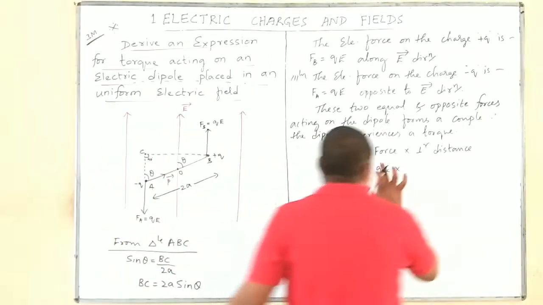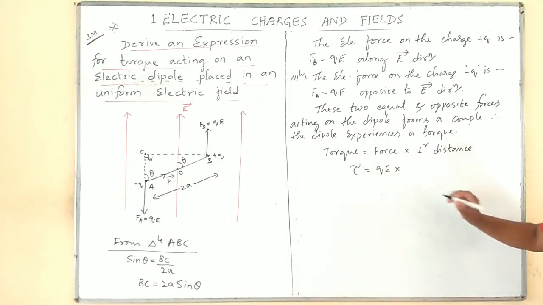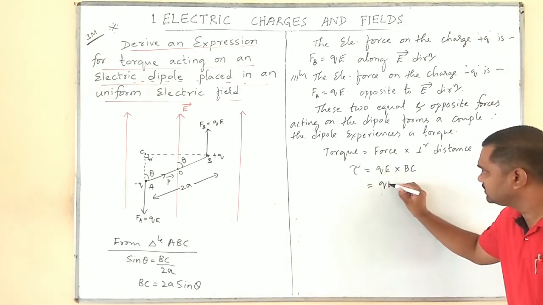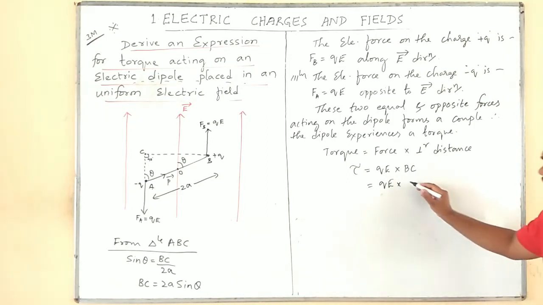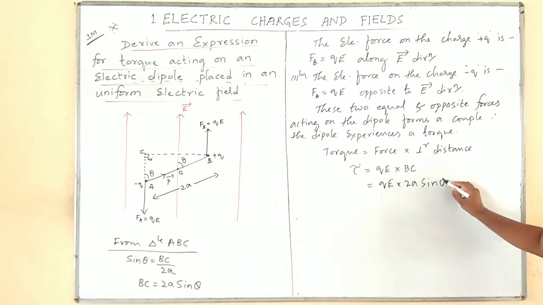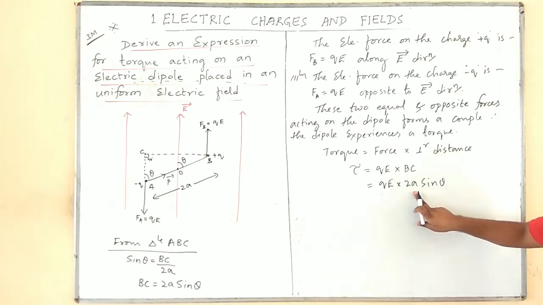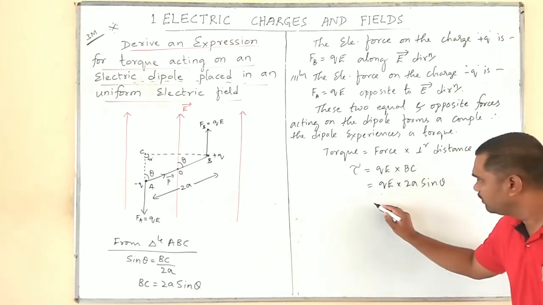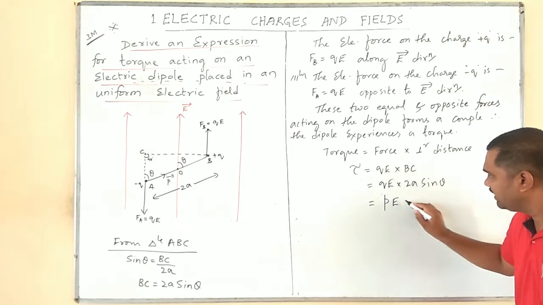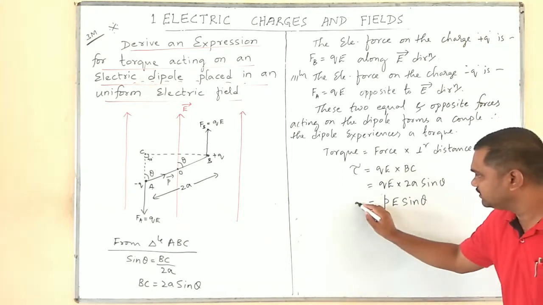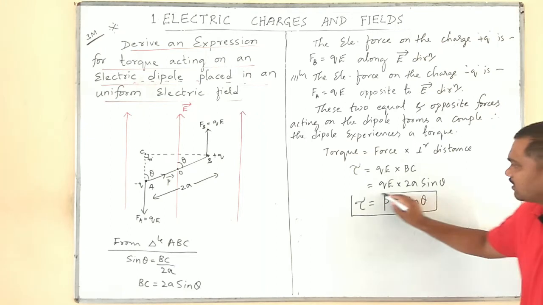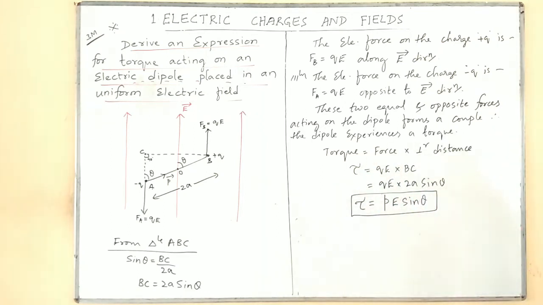Next, here the force is QE and the perpendicular distance is BC. I will write the QE as it is, and BC as 2a sin theta. Q into 2a is what? Small p, that is the electric dipole moment. Hence, it becomes P E sin theta. This is the expression for torque acting on an electric dipole whenever it is placed in a uniform electric field, because small p is equal to Q into 2a.